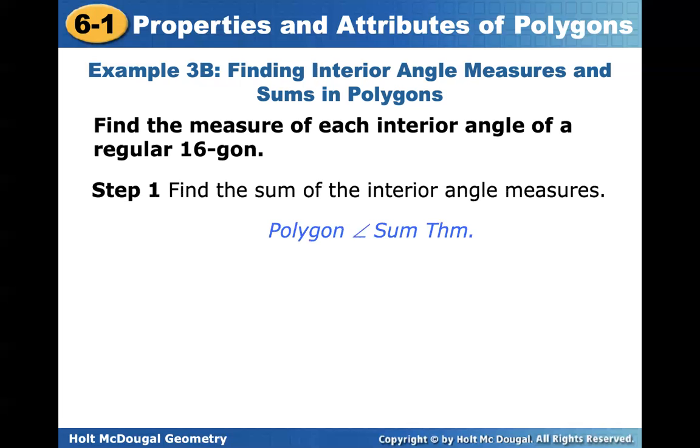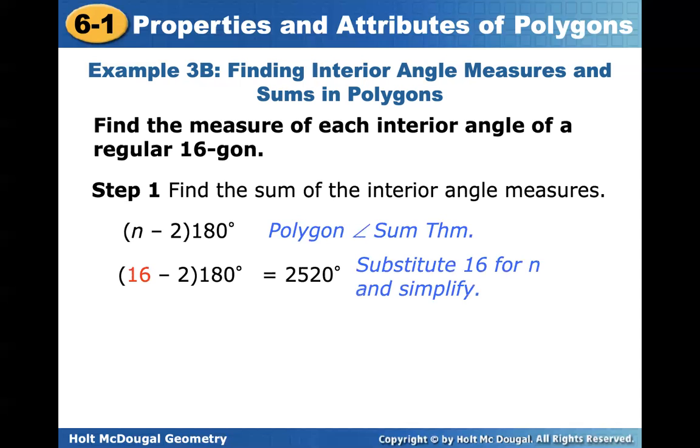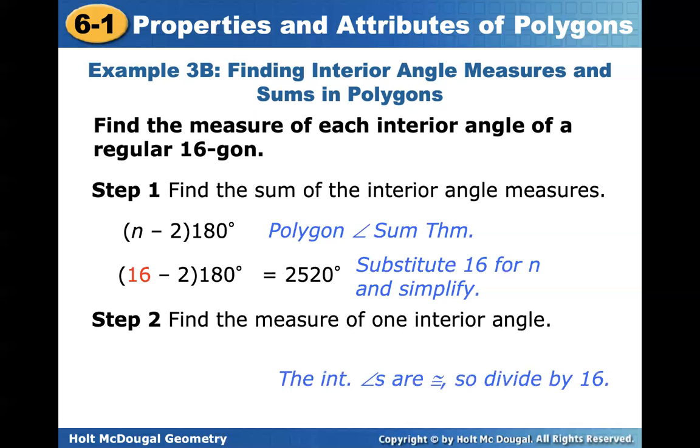So I first take 16 minus 2 and multiply that times 180, which gives me 2,520 degrees. Now, I want to know what each interior angle is, not just all of them added together. So now I have to divide that by 16. And I get, actually, that's probably exactly 157.5. So 157.5 degrees is the measure of every single angle in that 16-sided figure, or all 16 angles inside that figure.